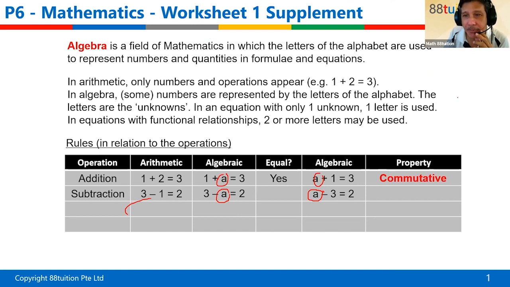Do you know why it's no? You can actually calculate the value. For example, if A minus 3 is 2, that means A must have been 5. In the other equation, 3 minus A is 2, so A must have been 1. So the letter A actually takes on two values, so they are not commutative. All right.